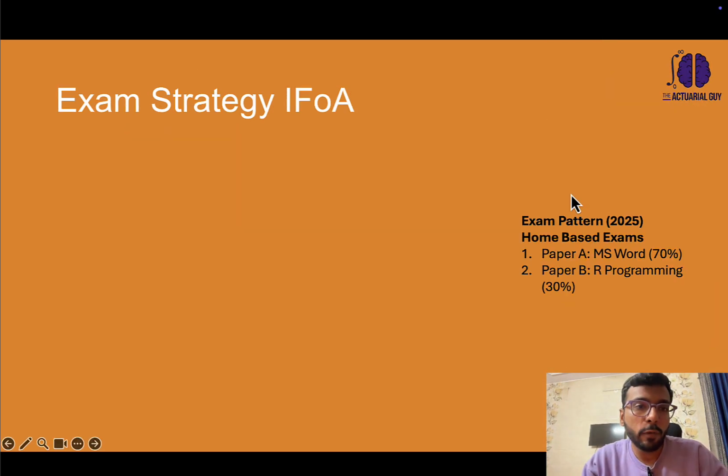Okay, now let's talk about the exam strategy for IFoA. This is broadly similar as it is for other CM and CS exams. So I always recommend a very similar strategy of how you should go about studying for CS and CM exam. The pattern of the exam I've already told you. Paper A for IFoA is MS Word and paper B is R programming. For II, Paper A is MCQ. Weightage for both institutes is same, 70-30, right?